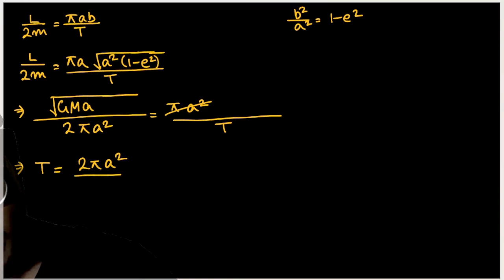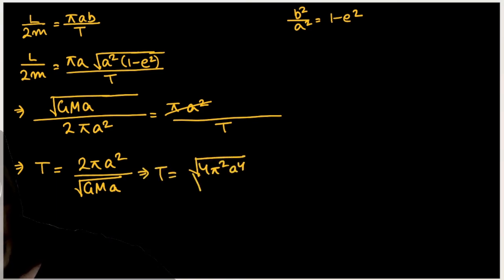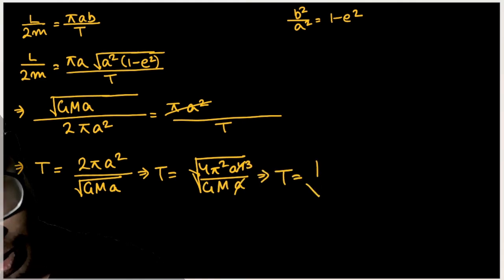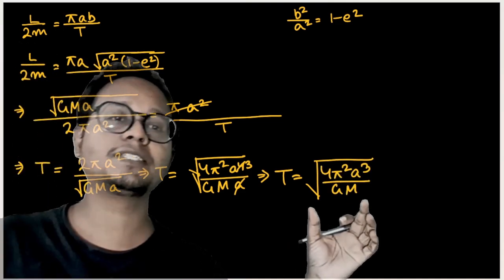the time period is equal to 2 pi a square by under root of G into M into a. And T is equal to, let me write this also, under root of 4 pi square a to the power 4 divided by G into M into a. Okay, a square, and it will become a cube. Time period is equal to under root of 4 pi square a cube divided by G into M.